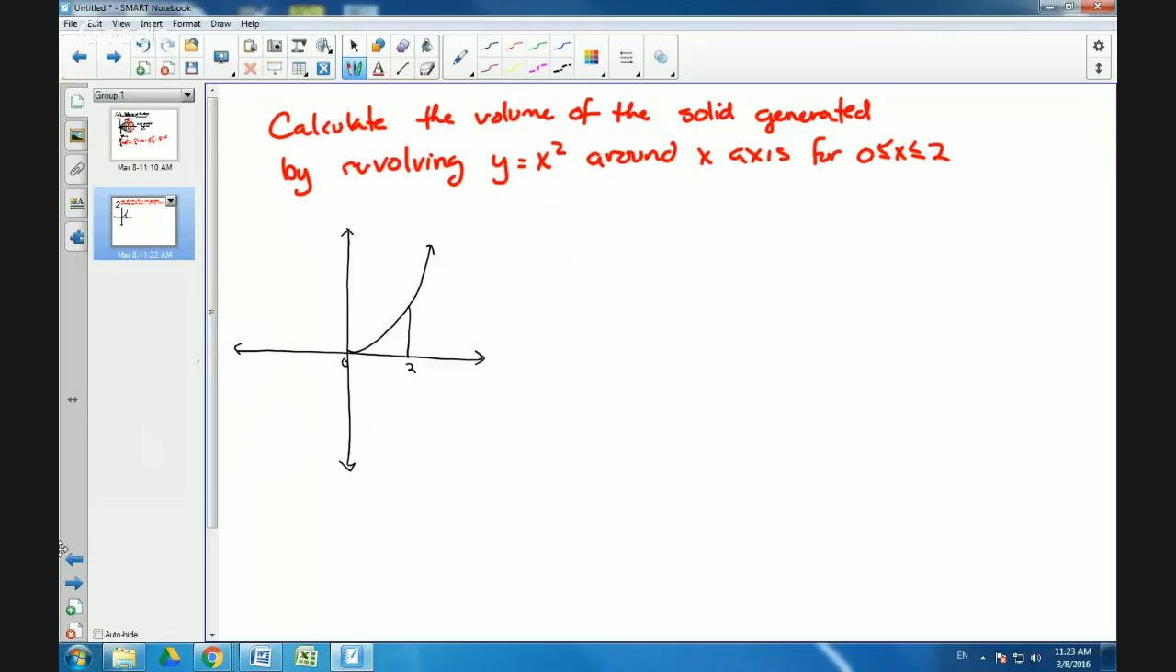0 to 2, correct? I just didn't finish this. Now, we revolve it around the x-axis.